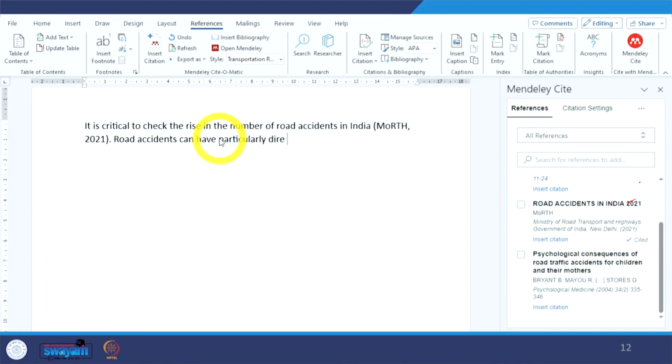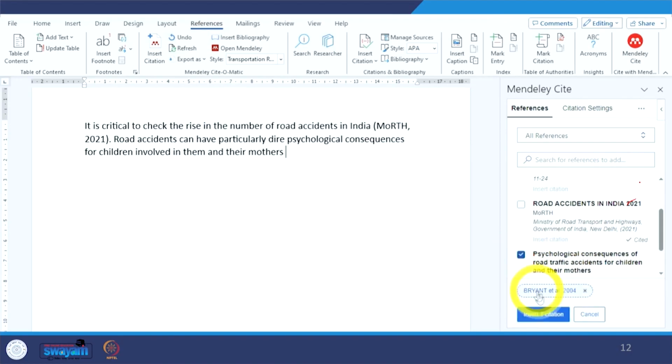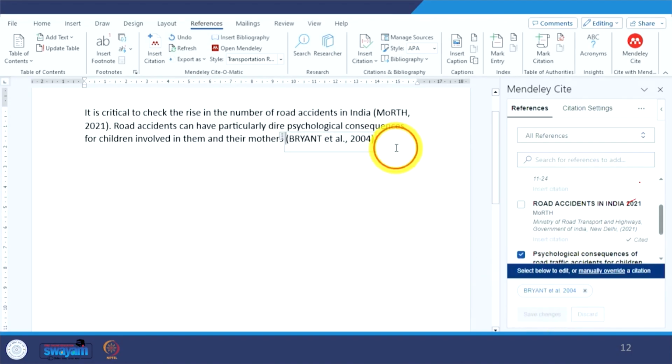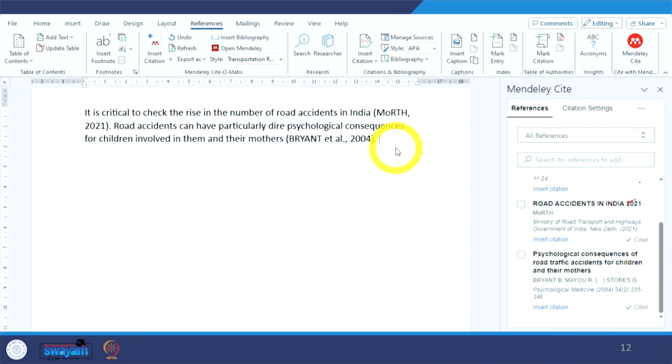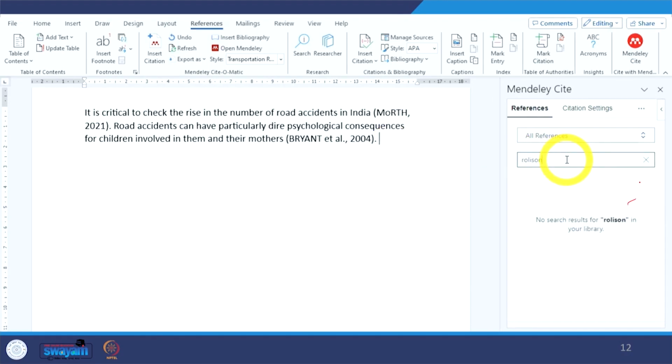Then the second statement, which is on the psychological consequences among the children and the parents. In this case we have to cite the other paper, which is by Bryant et al, and I just click on this and insert. So, it is done. It is that easy, and it is taking some sort of format, which is a help.